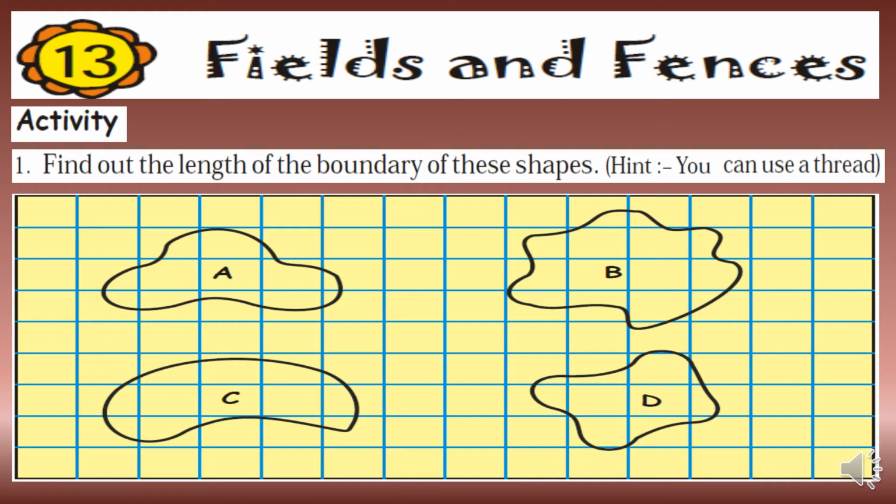So here you can see 4 irregular shapes are given. Use thread, put it on the boundary of each shape, then you can measure the thread and you can find out the boundary of these shapes.